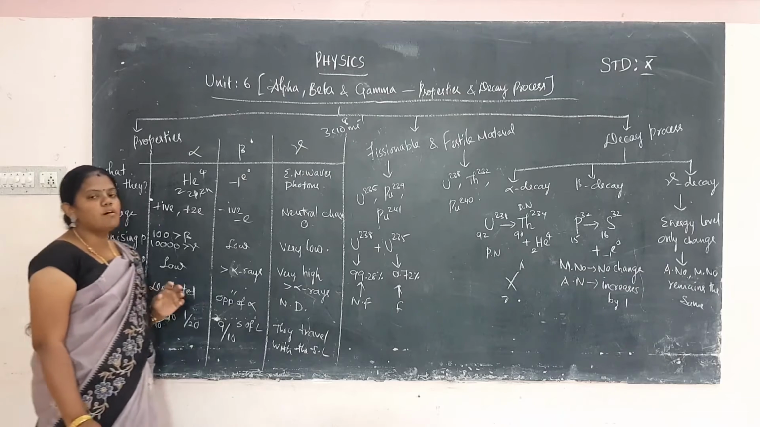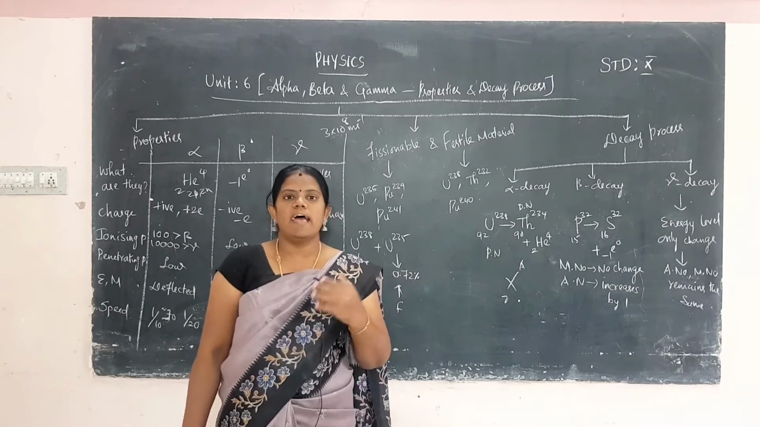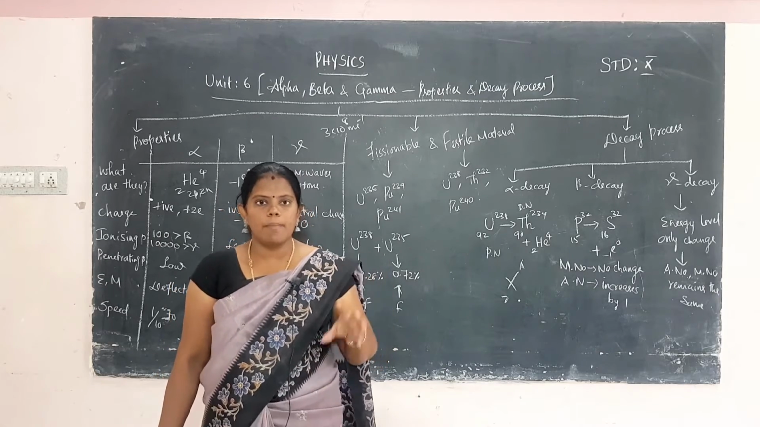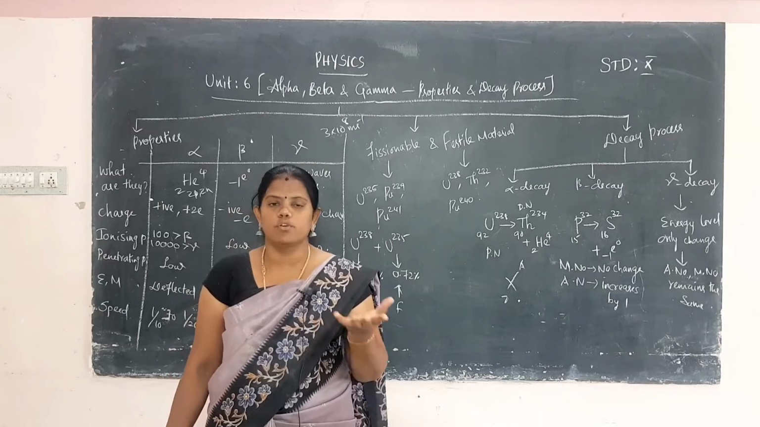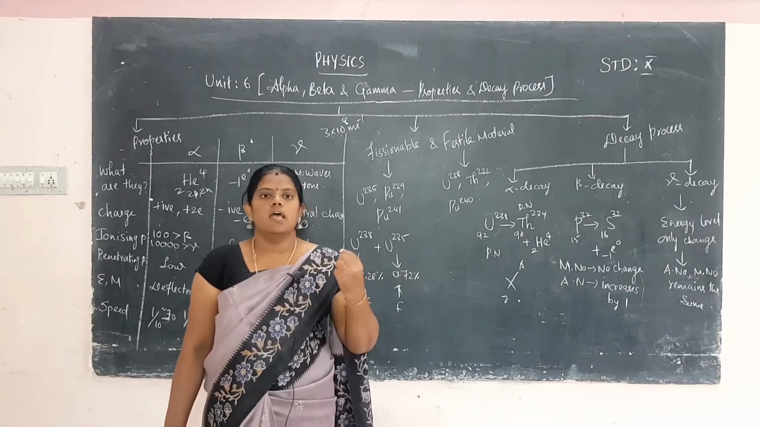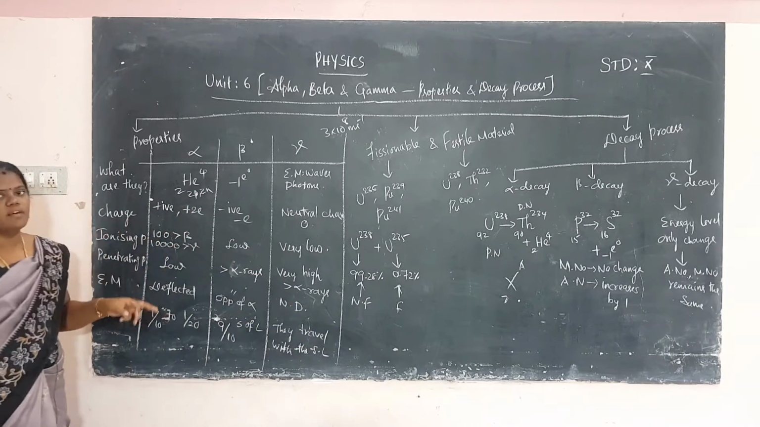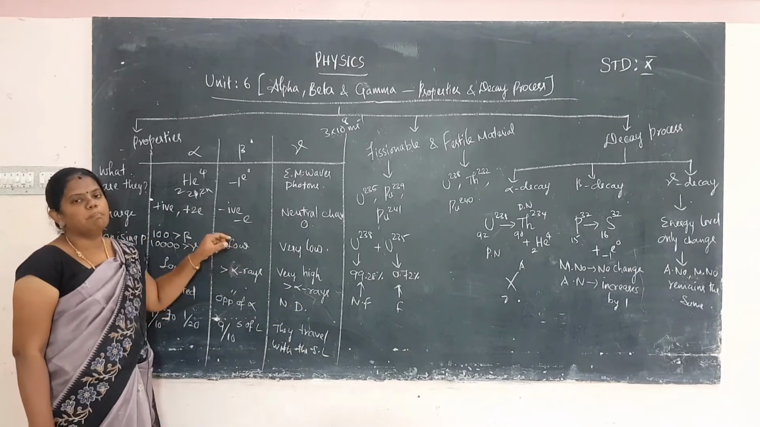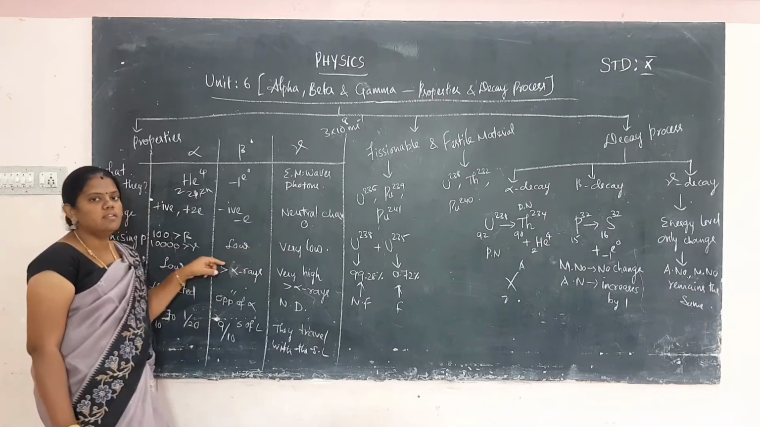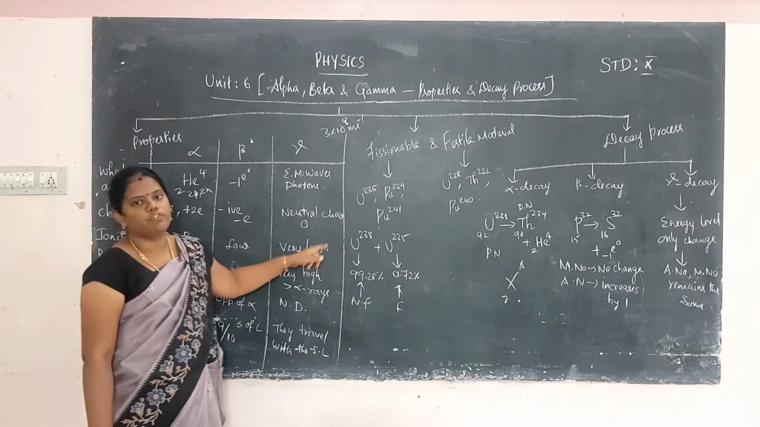So first, alpha means helium, beta means electron, gamma means electromagnetic waves. Alpha has 2 protons and 2 neutrons, beta particles are electrons, and gamma consists of photons. Then second, the charge of alpha is positive, beta is negative, and gamma is neutral. The charge value is plus 2e for alpha, minus e for beta, and 0 for gamma.